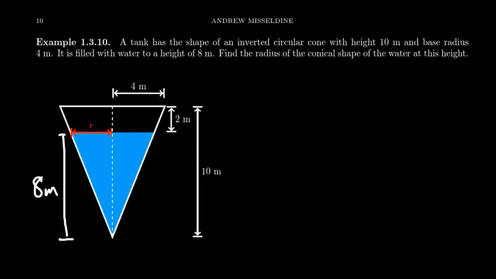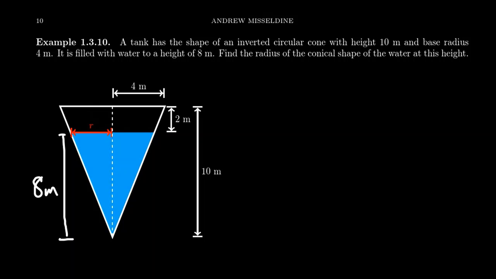So let's figure out what the radius of the water is at this specific height. This unknown value is R. What will be the radius? Because when you fill the tank with water, the water as a fluid will take the shape of its tank. So what's the radius of the water that has this conical shape right here? Well, again, we could make a similar triangle argument.